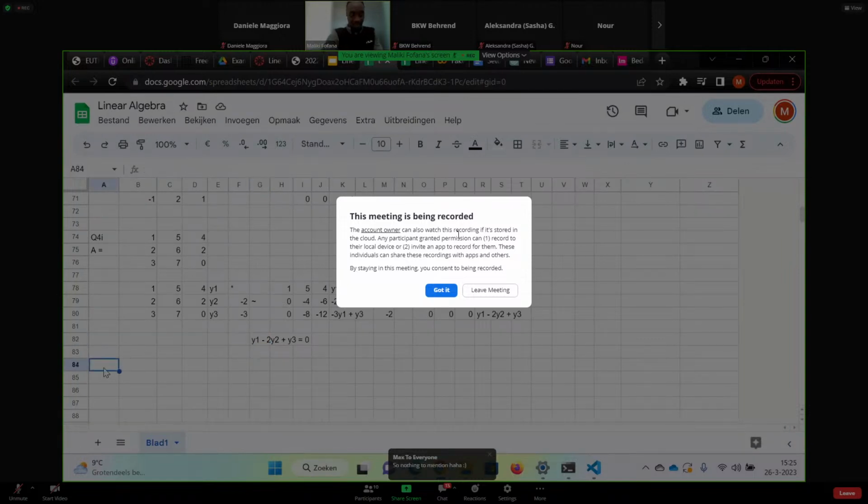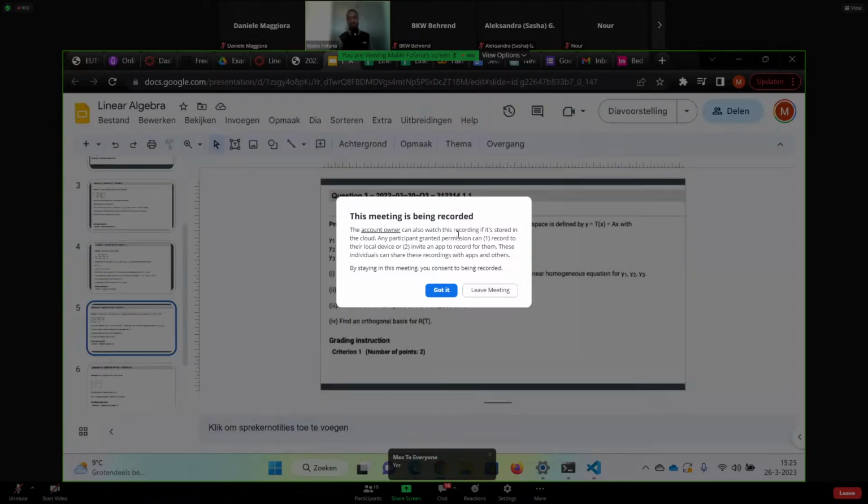Okay. So after doing that, let's go to the second question. If you look at the second question properly, it says find all vectors which are perpendicular or orthogonal to RT, right?